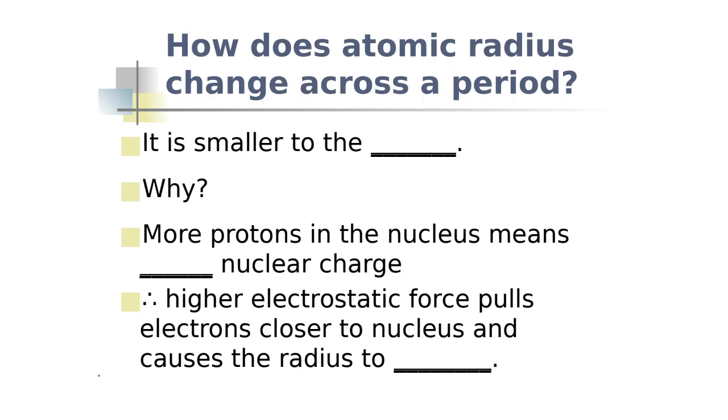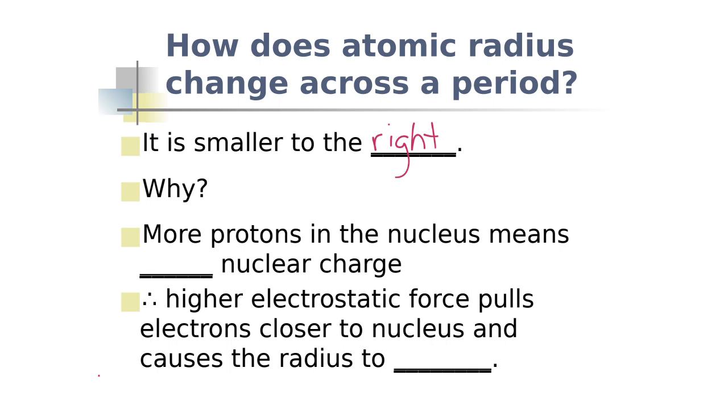So on the periodic table, we want to know about these trends as they move across a period, across a row, or down a group, or down a column. So how does atomic radius change across a period? A lot of times students think that it gets bigger because you're putting in more electrons and protons. And in fact, that is not true. It is smaller to the right of the periodic table.